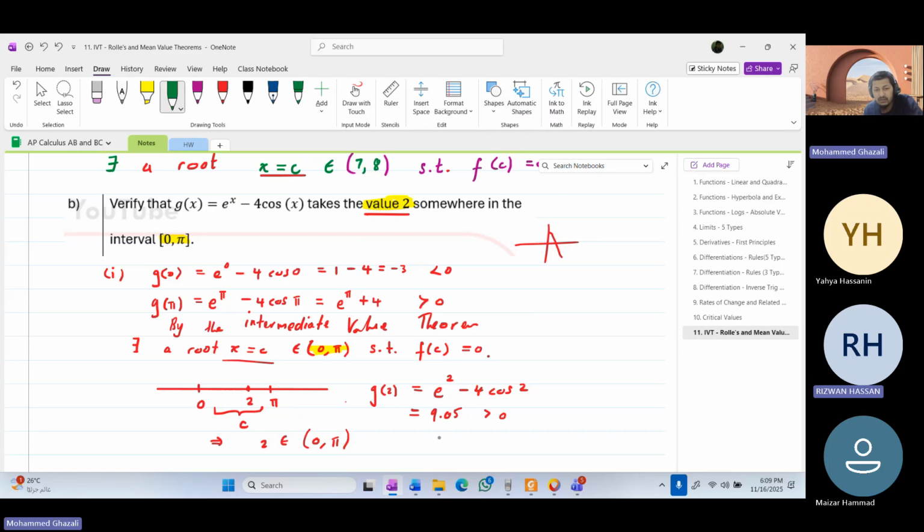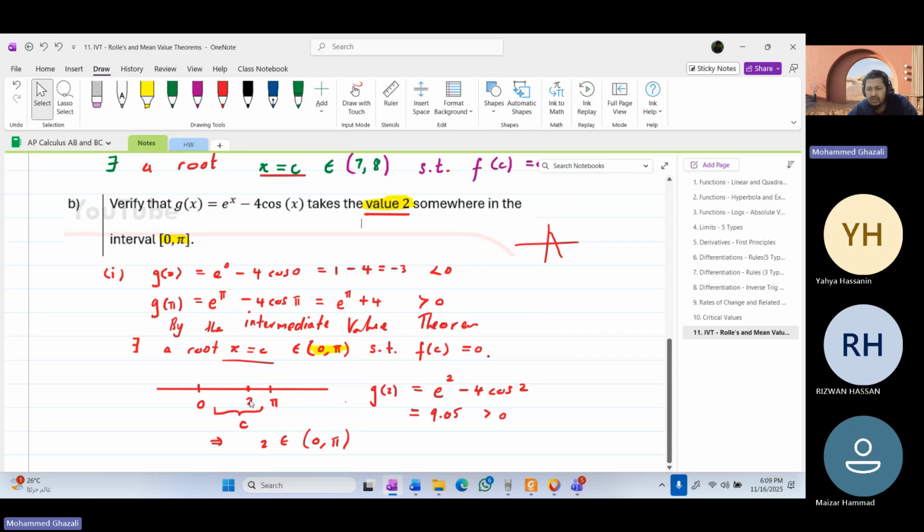There is an answer. There exists a root x equals c, an element of 0 to pi. The answer is just between 0 and pi. We don't know where the actual answer is because we are not solving for the actual answer. If you're going to solve for the actual answer, that requires Newton's method, which the calculus BC guys do.